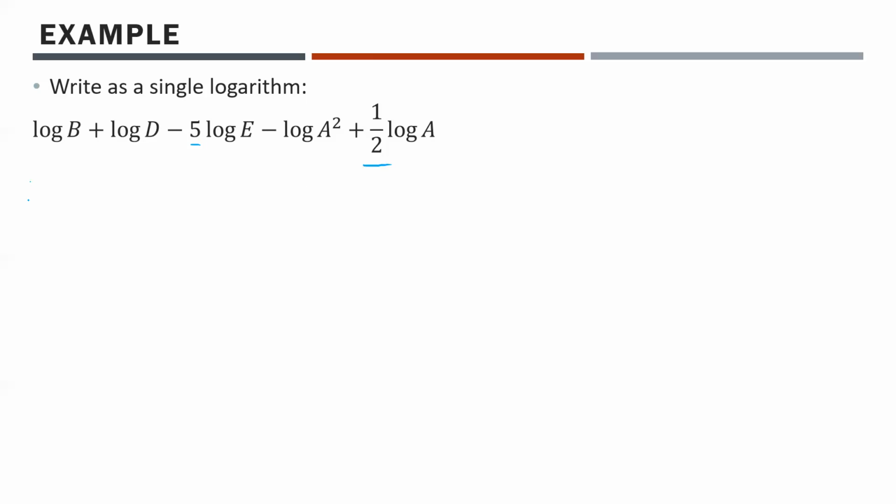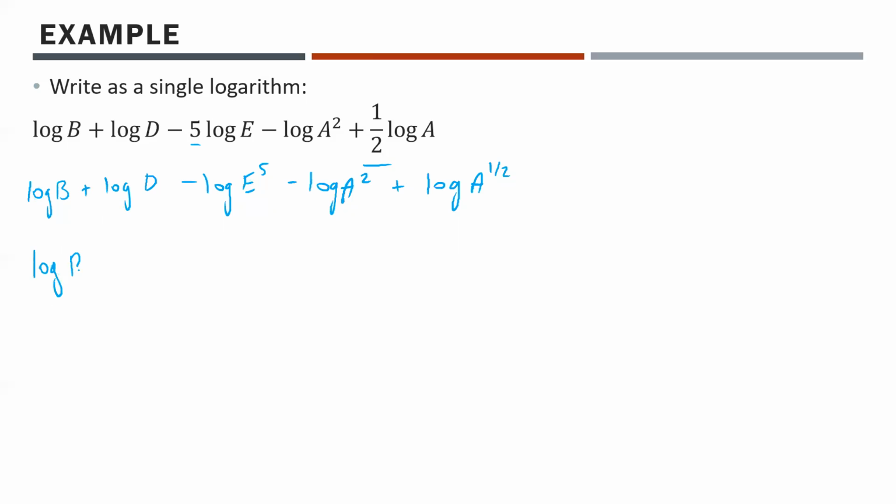So bring them in. This becomes log of b plus log of d minus log e to the power of 5 minus log a to the power of 2 plus log a to the power of 1/2. You could write that as square root a as well, whatever floats your boat. Now, since it's just adding and subtracting logs together, just run through this from left to right. I'll do it one step at a time. If you're feeling really bold, you could try doing it all at once. I'm not there yet, so I'll just do it one step at a time here. So if we're adding these two together, they do have the same base, we can just multiply them.